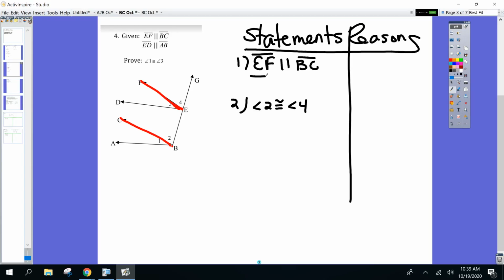They also gave us ED is parallel to AB. All right, let me highlight those bad boys. Ready, everybody? ED, AB are parallel. Can you find any angles formed by those 2 lines in the same transversal? DE and AB. Anybody find 2 angles that are formed by those 2 parallel lines in the same transversal? Emily, let's roll. Angle DEG is corresponding to angle ABC.